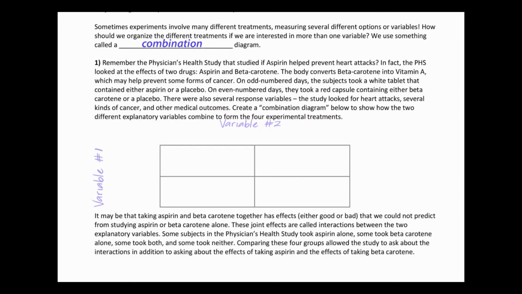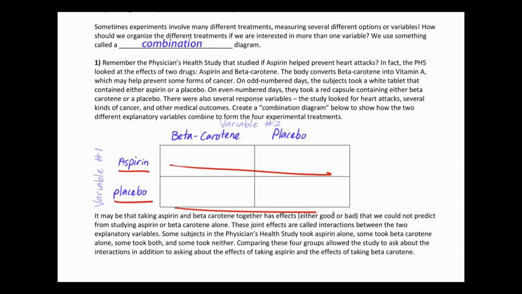So after we know we have one variable on one side and another variable on the other side, we have to start to label and organize things. So we're going to go ahead and put aspirin in one of the rows. The placebo for aspirin goes in the other row. Then we have beta-carotene in this column, and we have beta-carotene's placebo in the other column. What this does is it starts to actually form our different treatments.